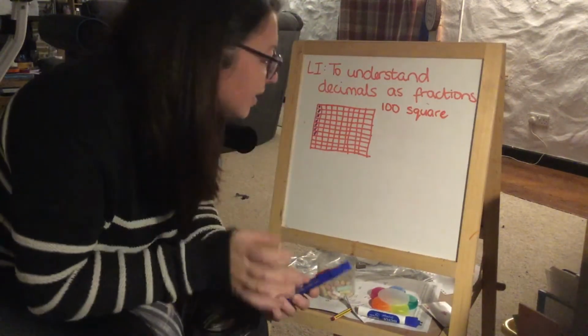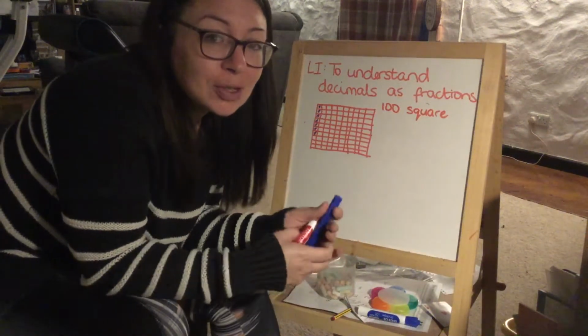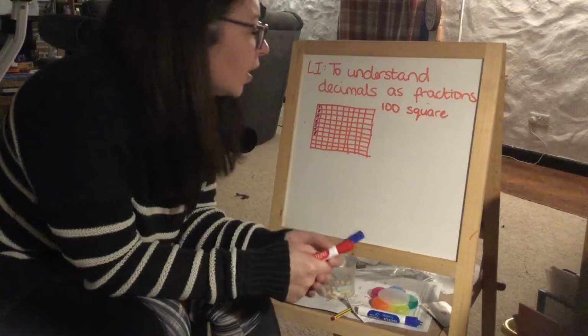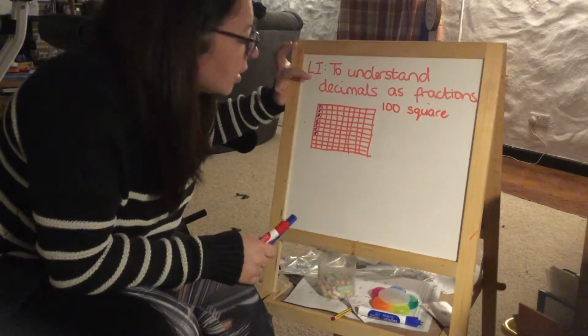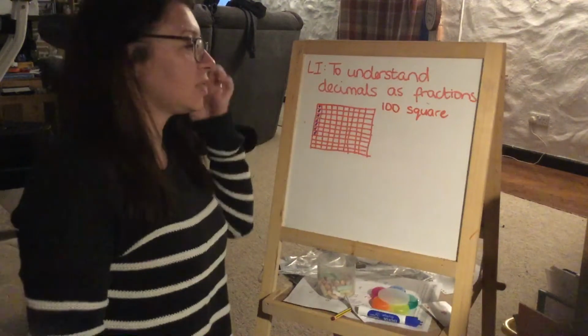So today, I know I said we were done with fractions, but decimals and fractions do link together. So there will be a little bit of an overlap over the next few days. So what you're going to be faced with today is we are looking at understanding decimals as fractions. Okay? I think it's easier if I kneel down, isn't it? Okay, so understanding decimals as fractions.